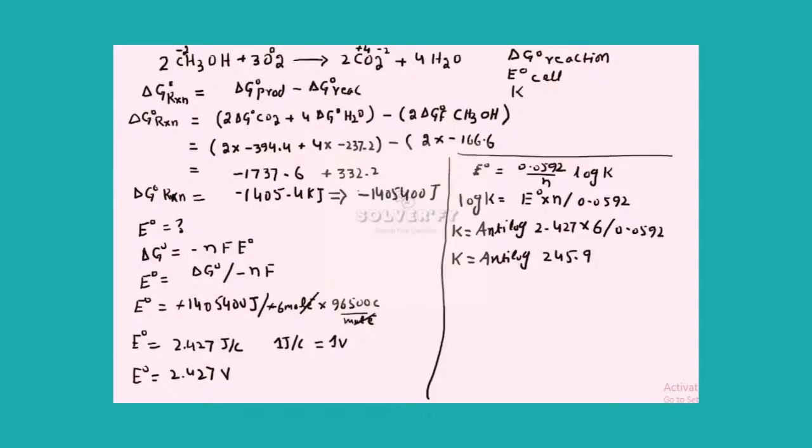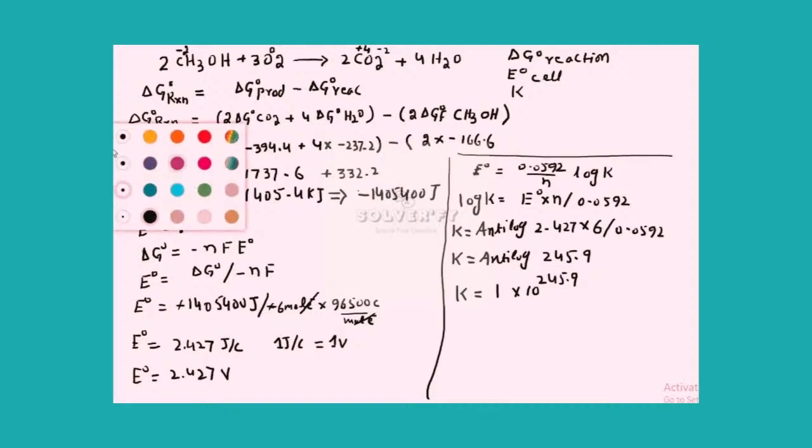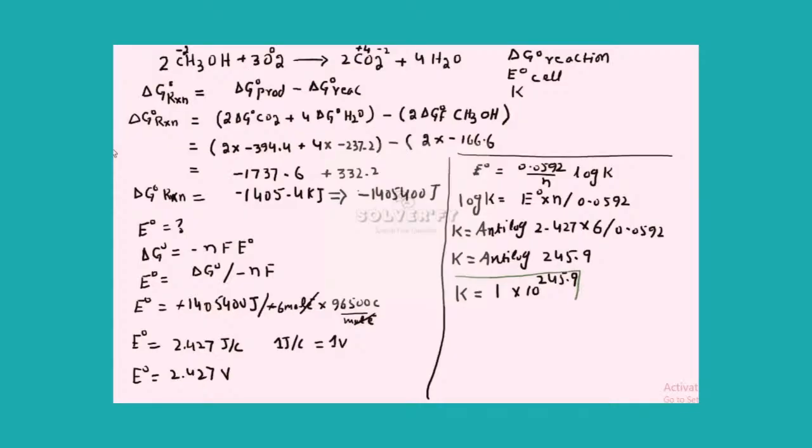Taking the antilog of 245.9, we will get 1 into 10 raised to the power 245.9. This is the required solution to this part of the question. This is the value of K, equilibrium constant. This is the value of standard cell potential, and this is the delta G naught for the reaction.